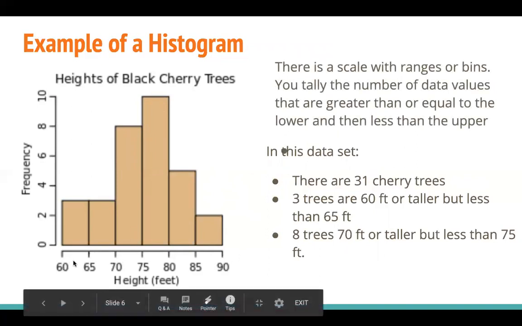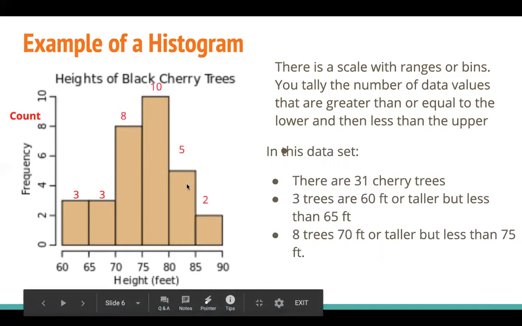So like this first bin right here, that means that in this bin, these are trees that could be equal to 60, but less than 65. So the lower boundary is included and it does not include the upper bound. And in this here, this frequency is a fancy word for count. And if I look at that vertical scale, that means that there were 3 cherry trees that were 60 feet or taller, but less than 65. So in between could be 60, but then less than 65.